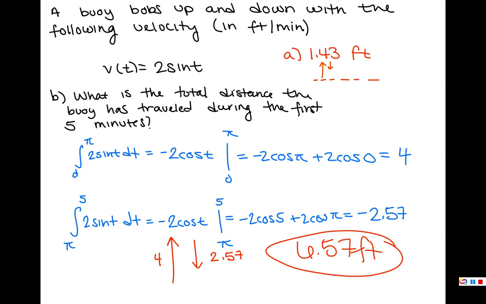Okay, so to summarize, in part A, when you're finding the displacement, you don't have to worry about positives and negatives. You just integrate. In part B, when you want to find the total distance traveled, you do have to do the positive and the negative regions separately.